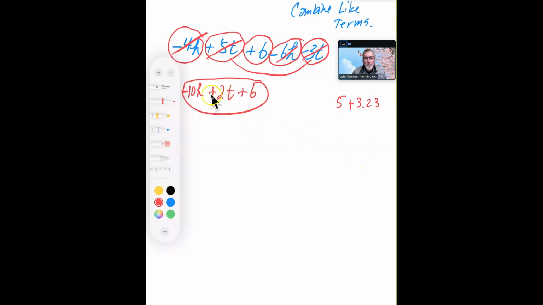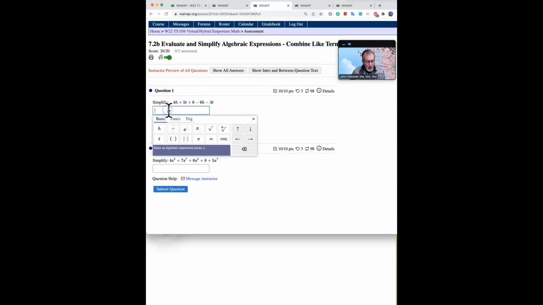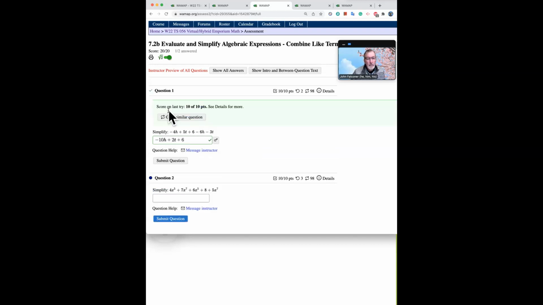And I think WAMAP, as long as you get these signs correct, you can insert them in different orders. They will be equivalent, but the preferred grammar, if you can imagine math having its own kind of grammar, is negative 10h, plus 2t, plus 6. Let's see how we did. Okay, so that was right, but let's try to rearrange these elements. Let's take negative 10h and put it at the end and see if that's right.